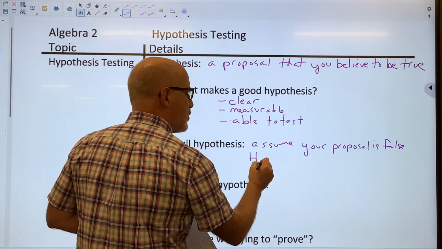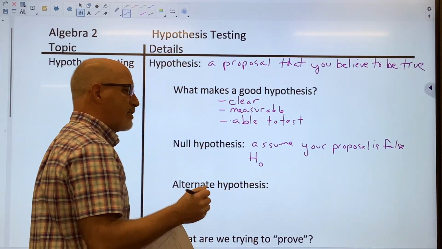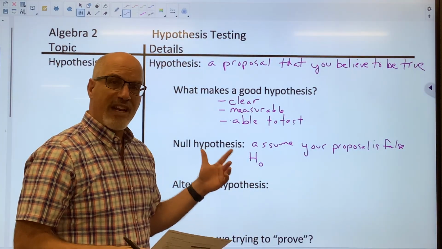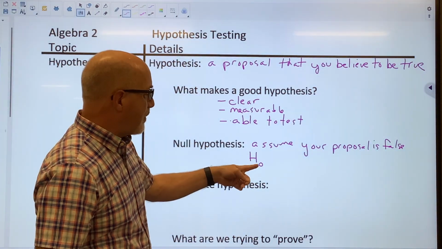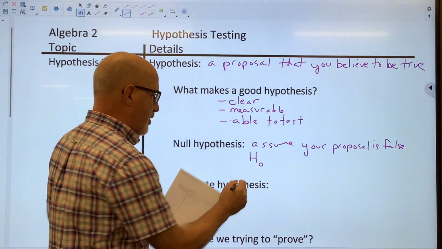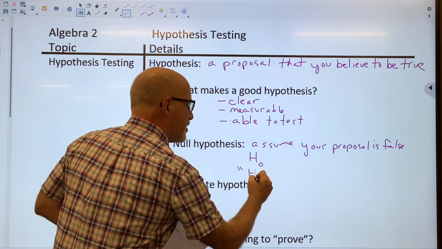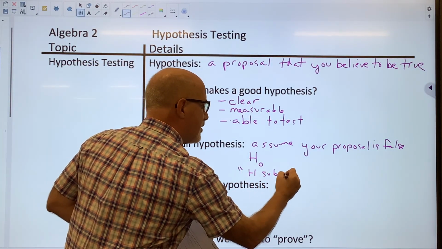When we have a null hypothesis, we write it this way. We write an H with a subscript zero. A subscript zero, we often call that a null. So it's H sub-zero, and that's how it's read: H sub-zero.